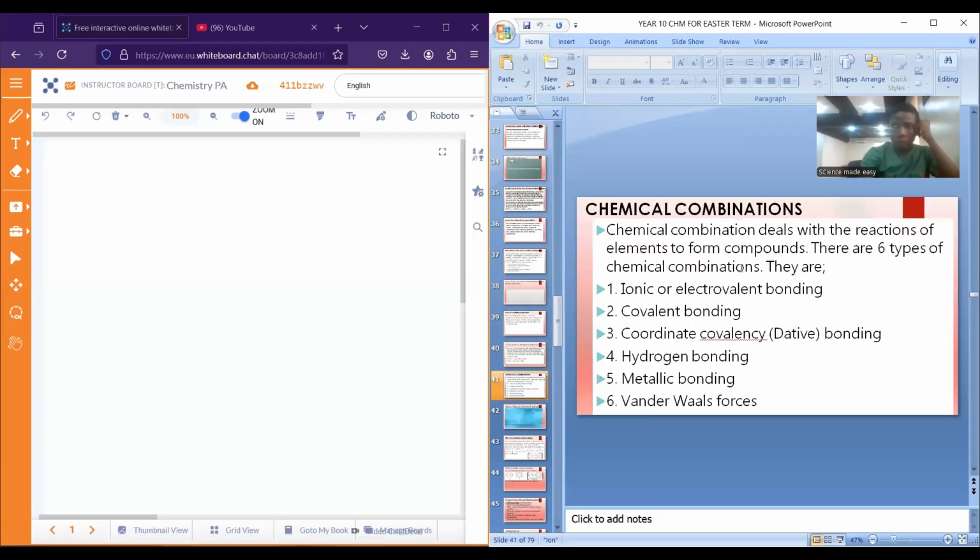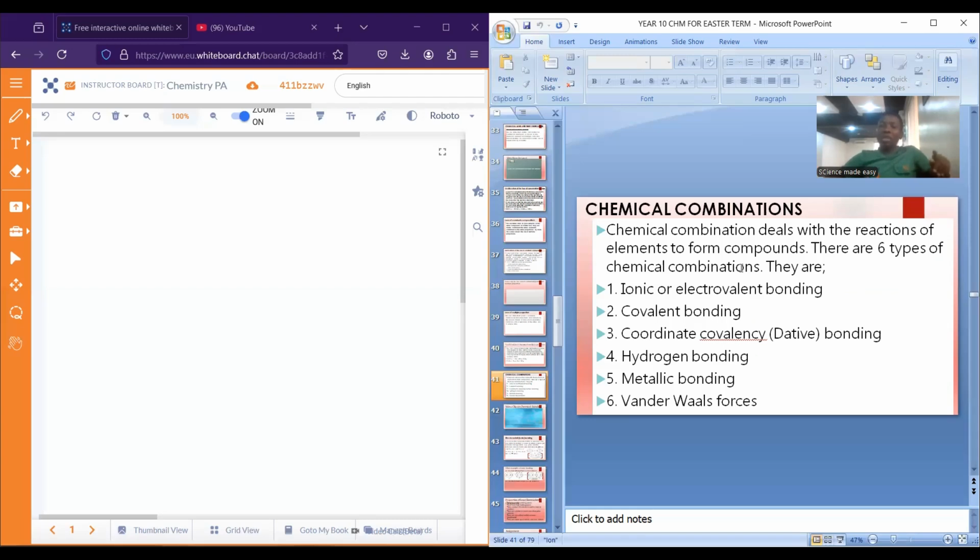So we have chemical combinations. Now, you would have been thinking, what's the purpose of chemical combination? Why are we combining two or more elements together? If all elements have a complete electron shell in the outermost shell, there's no need for chemical combination.